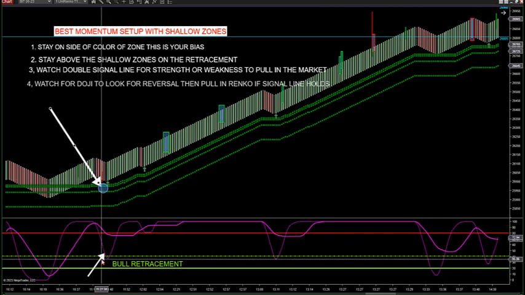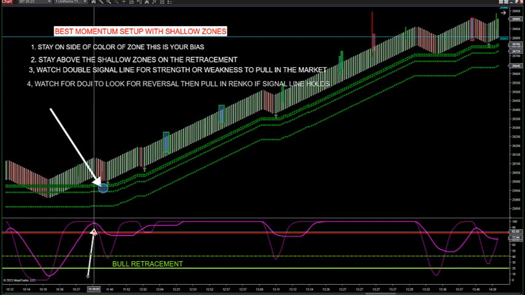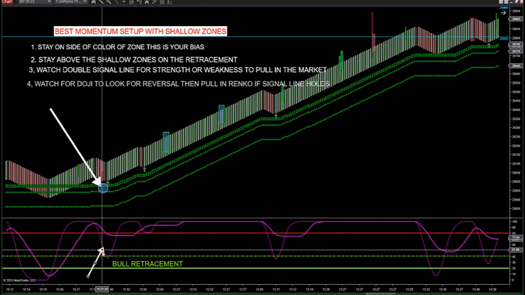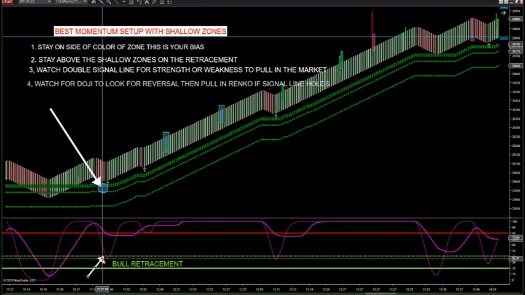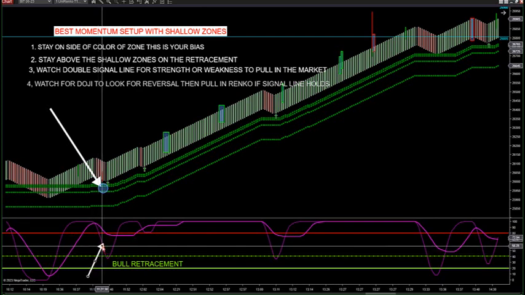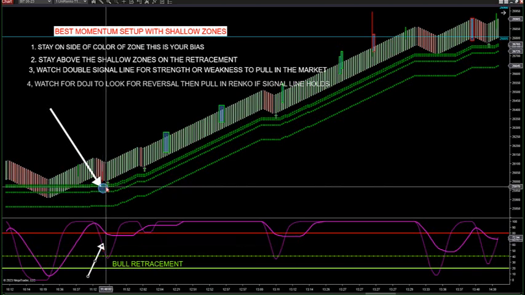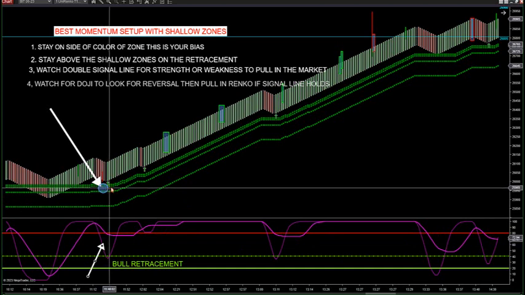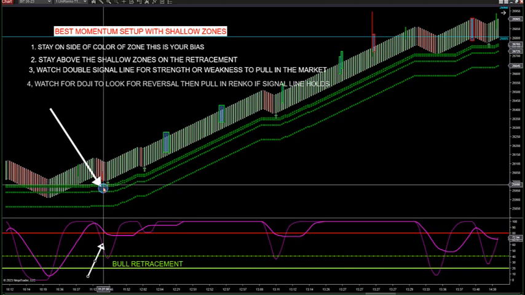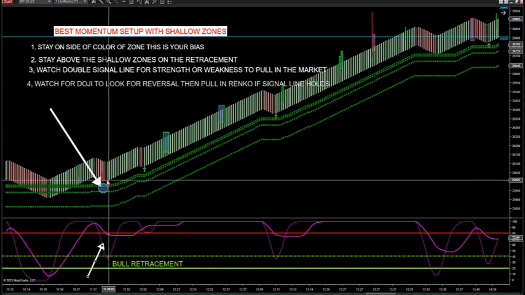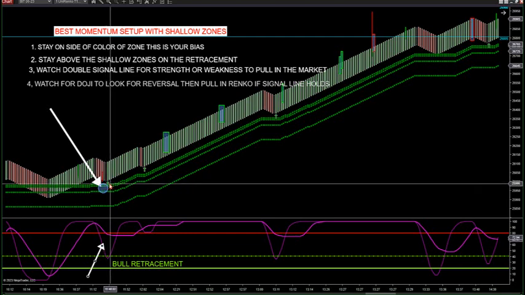As we come down and come into the shallow or just above it, your longer signal line's got to be above 40. Your shorter signal line's got to be above 40. If you see that, and the doji comes up, get ready for an entry. Your audible alert should fire right there, which it did. This is Bitcoin. An arrow fired, an audible alert on your speakers came in. That is a valid setup.